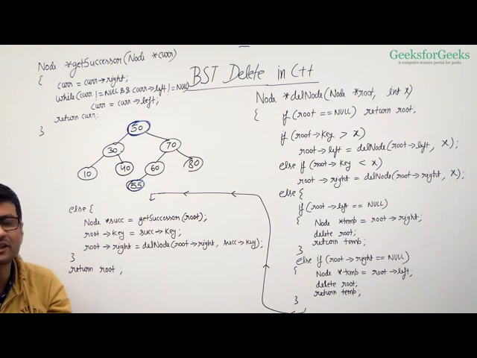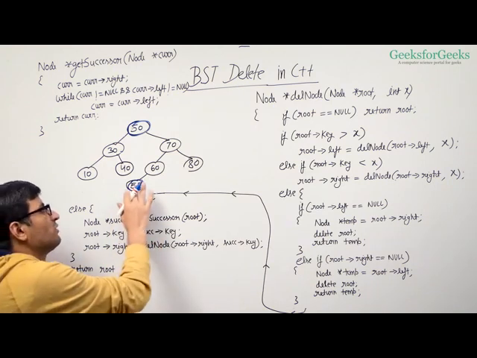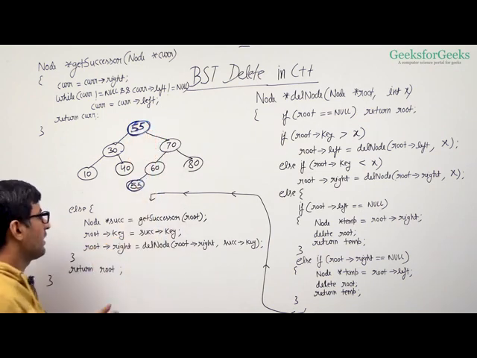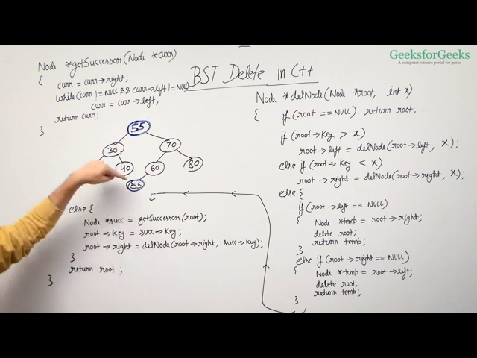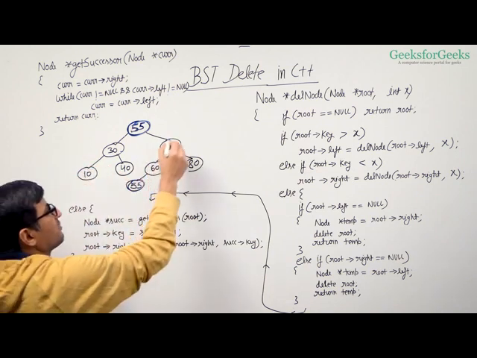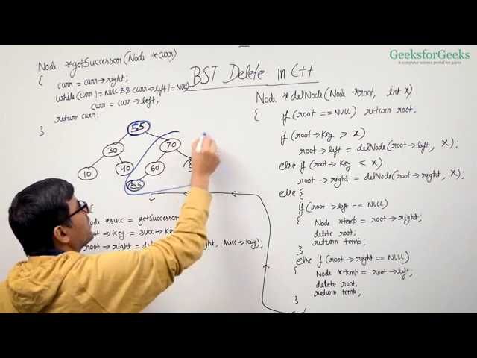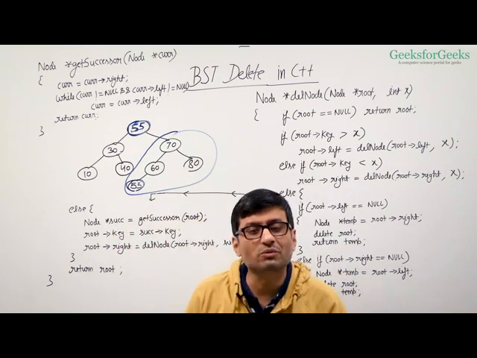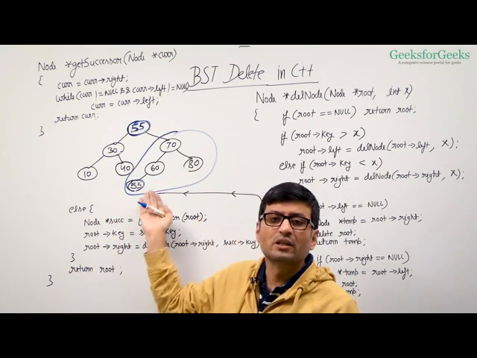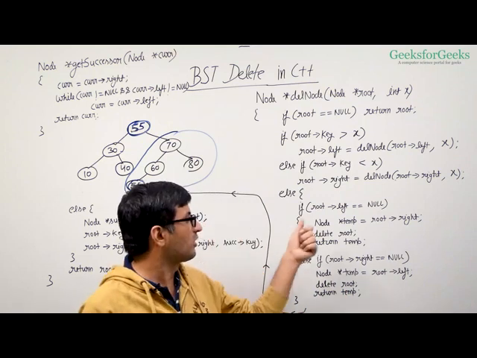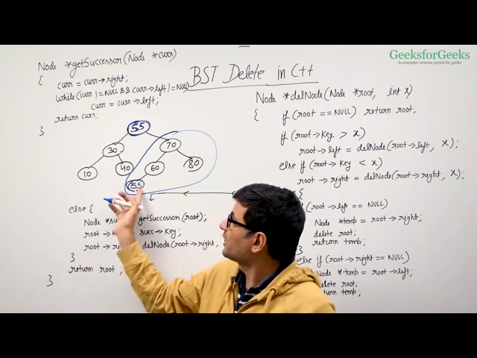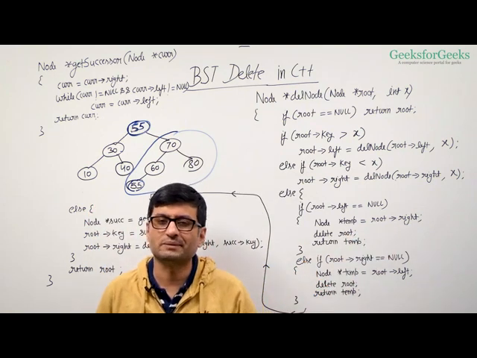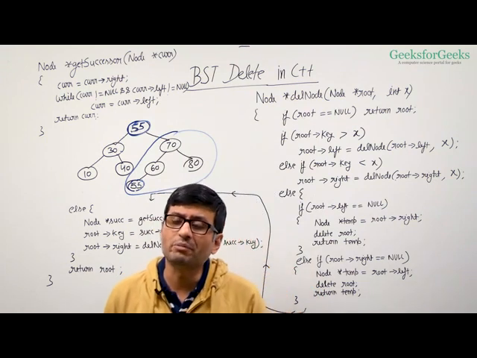And what do you do after getting the successor? You copy this value 55 here, right? And now you recursively call delete for this 55 in this particular subtree. You recursively call the same function, which is going to delete 55. And when you recursively call for deleting this 55, this will go into this particular case because it's a leaf node. When root is here, root arrow left will become null and you will delete 55 by doing normal deletion. So we have talked about the delete implementation in C++.